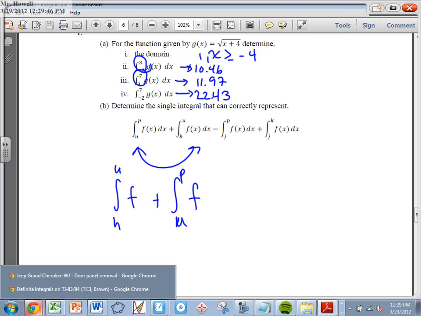This actually results... I've got to get this off my screen. This is really annoying me. Come on.